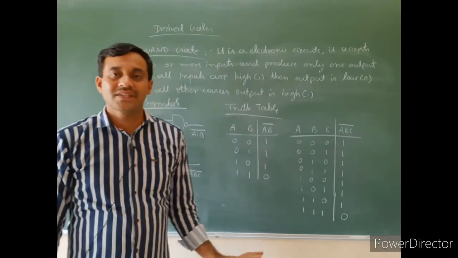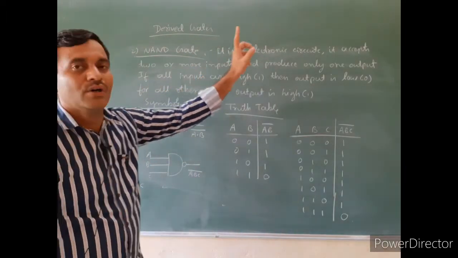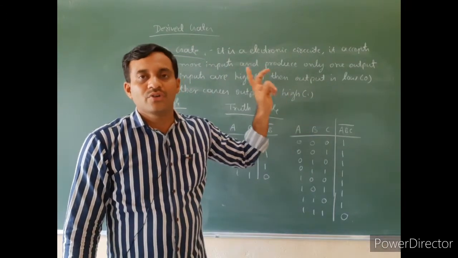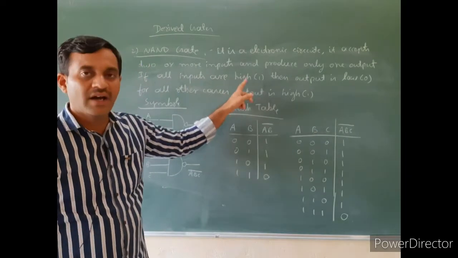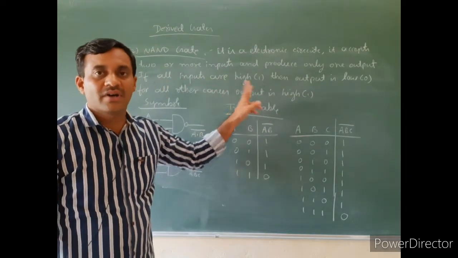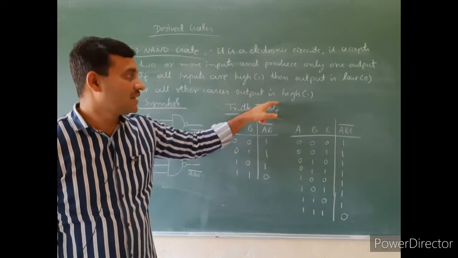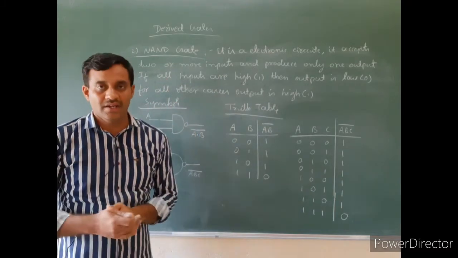So this is the second derived gate, that is the NAND gate. It accepts 2 or more input signals and produces only one output signal. If all the inputs are high, then output is low. For all other cases, the output signal is high. So that is the working principle of the NAND gate.